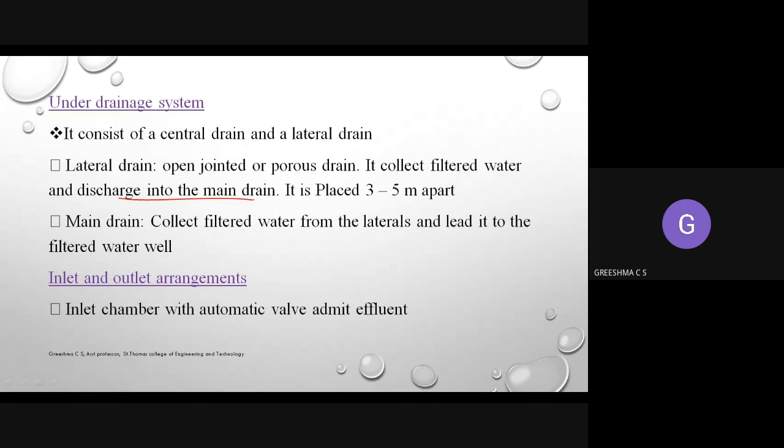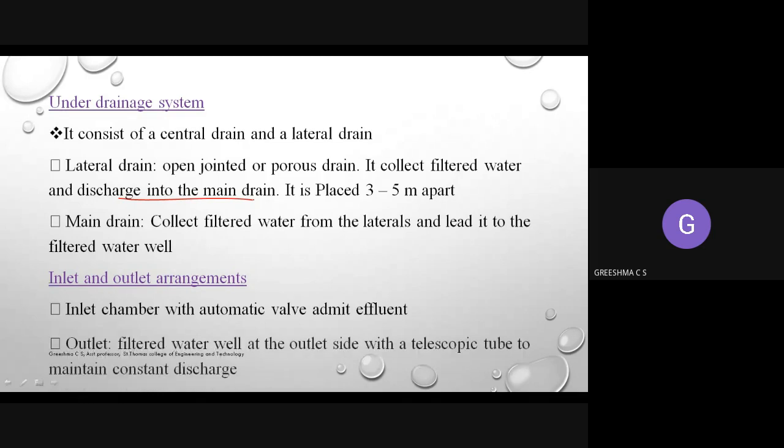Next one is the outlet and inlet arrangements. This means an inlet chamber with an automatic valve to admit effluent. There will be an inlet valve to take the effluent after sedimentation, and an outlet valve to supply the filtered water, with a telescopic tube at the outlet to maintain a constant discharge.